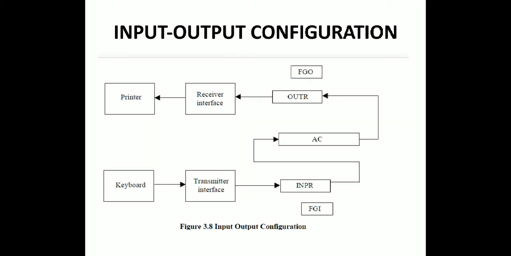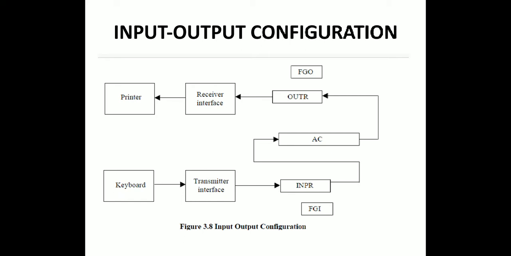We have an input device, keyboard. The content of keyboard is supplied to the transmitter interface and through which it is supplied to the input register. That means content of input device is supplied to the input register, and input register is a special register that is going to receive the input from the input device. We can't directly receive the information from any peripheral device, so we will use an interface in between them. So we have a transmitter interface that is going to supply the information from keyboard to input register.